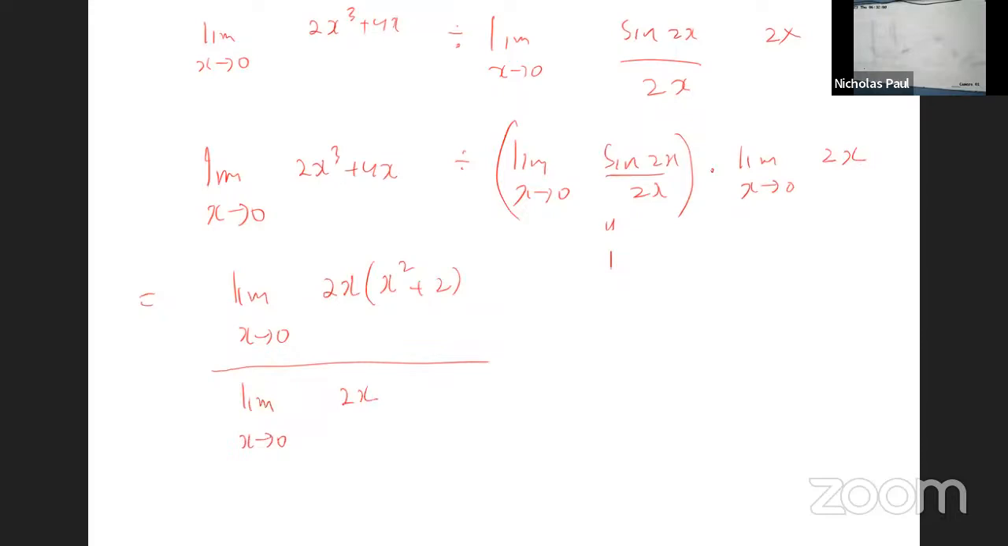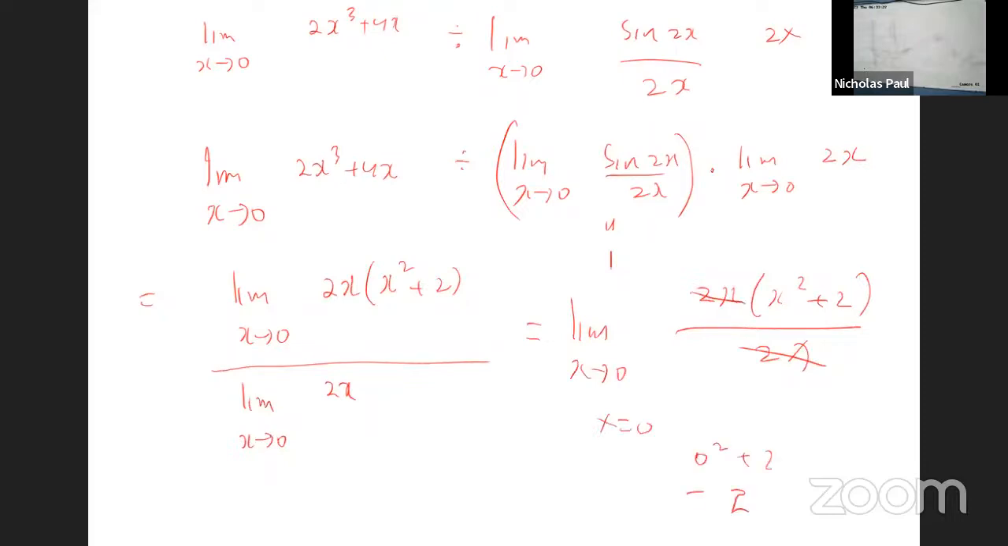Of course, I could take back out this limit and this 2x will cancel. Actually, I'm going to skip that step and just write it back like this: the limit as x approaches 0 of 2x times x squared plus 2, all over 2x. So this will cancel. Then I plug in x as 0, and I'll get 0 squared plus 2, which is 2.